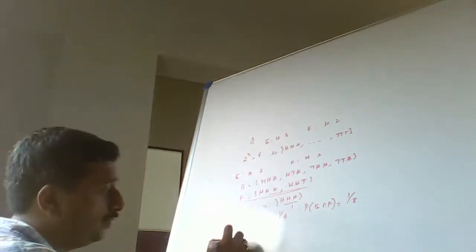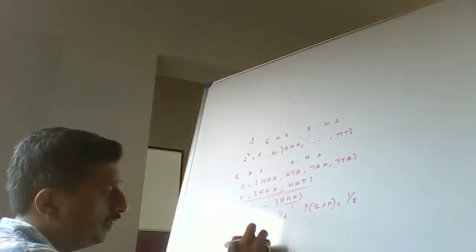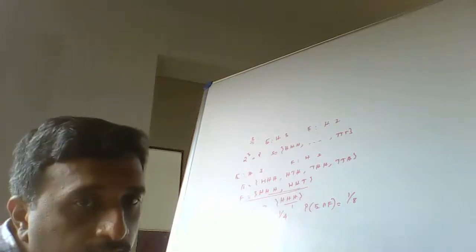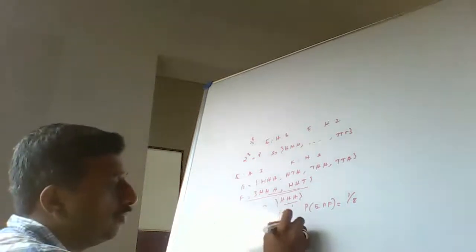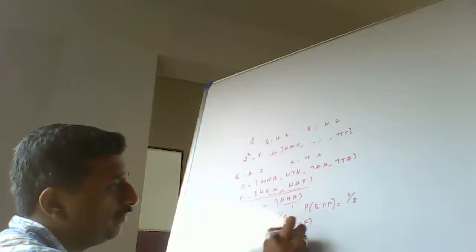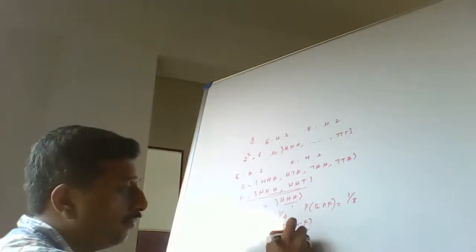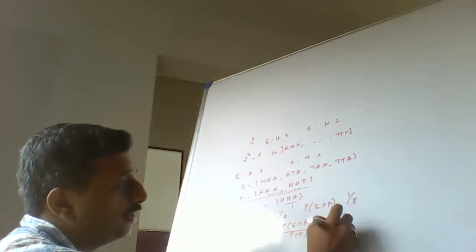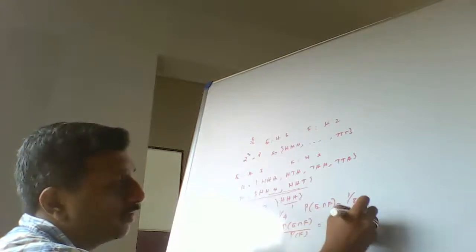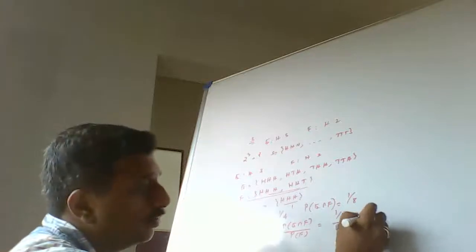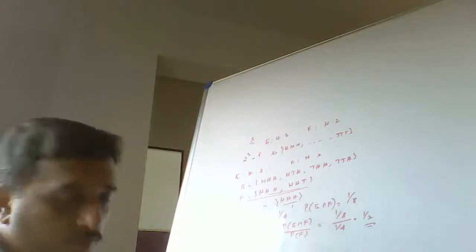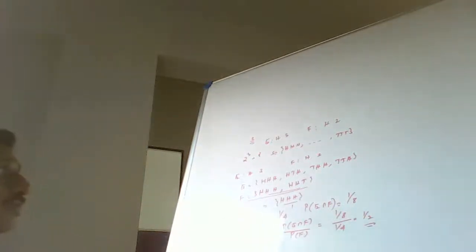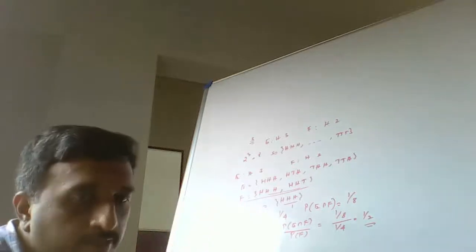We need probability of E given F. So what is it? P of E intersection F divided by P of F, that is 1 by 8 divided by 1 by 4. When you calculate this, you get 1 by 2. So for this, first getting head, and getting head again for the event F, and these are the possibilities.